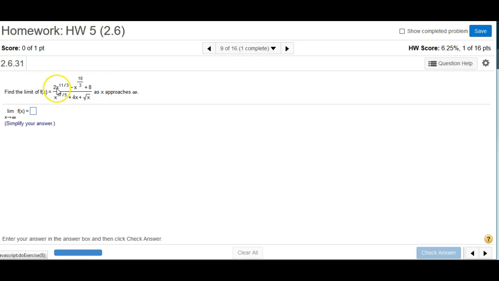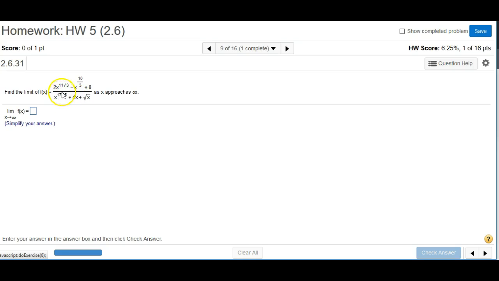get 2, and then I get minus 1 over x to the 1/3, plus 8 over x to the 11 thirds. So as x goes to infinity, this guy is 2, this guy becomes minus 1 over x to the 1/3, so that goes to 0, plus 8 over x to the 1/3, again as x goes to infinity, so that goes to 0. And so in the numerator I'm left with 2.